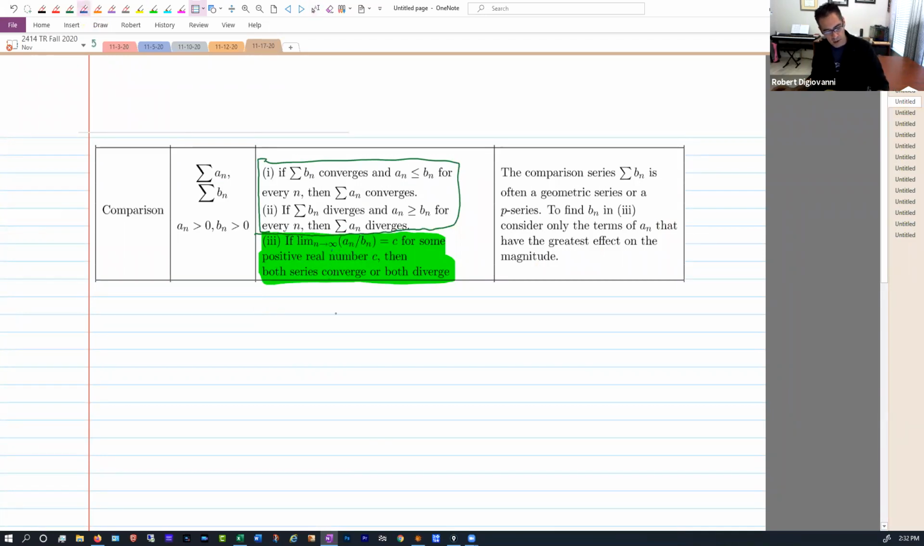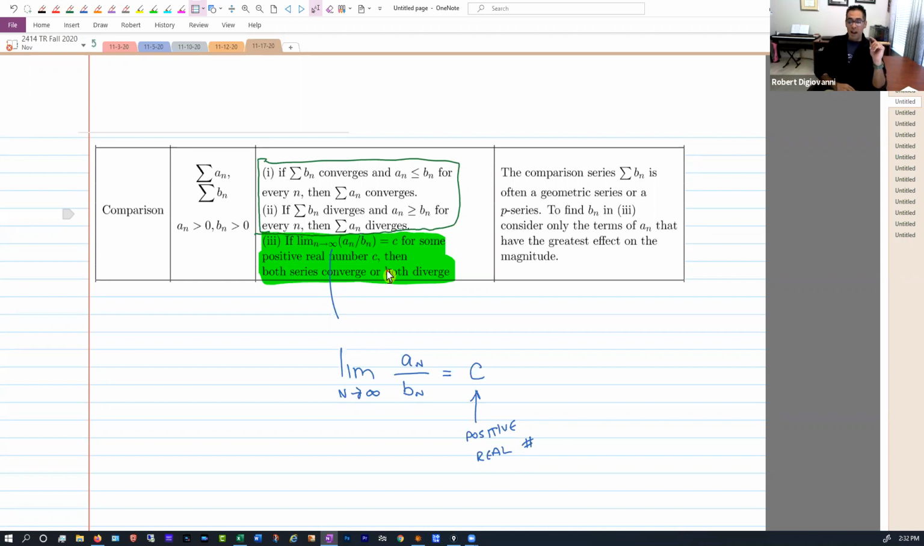So what that says right there is we're going to take the limit as n goes to infinity of the sequence of the first series divided by the sequence of the second series. And we're going to see if we get an answer. If this limit is a positive real number, so it can't be infinity, it has to be a positive real number, then whatever one series does, they both do. So if one of them diverges, they both diverge. If one of them converges, they both converge.